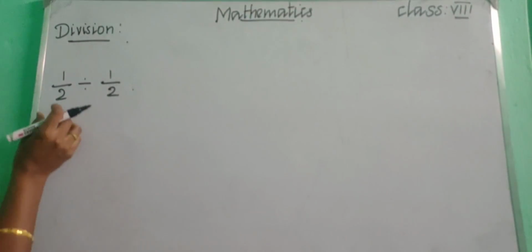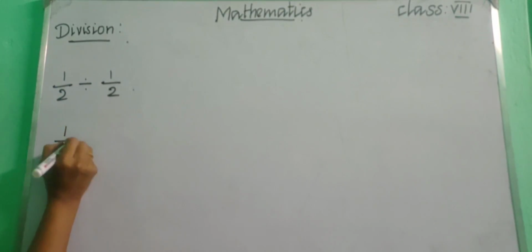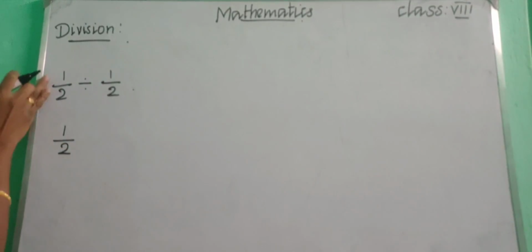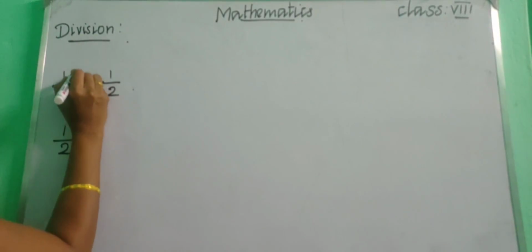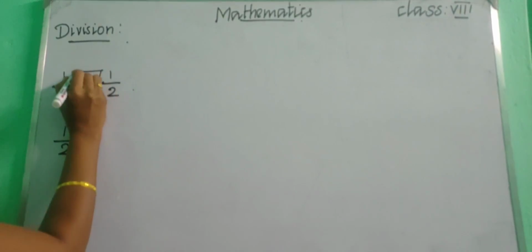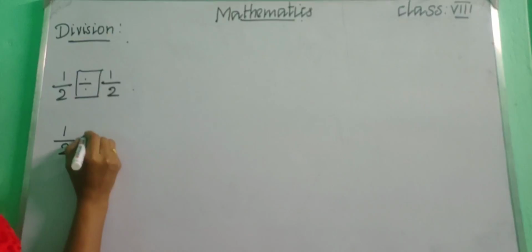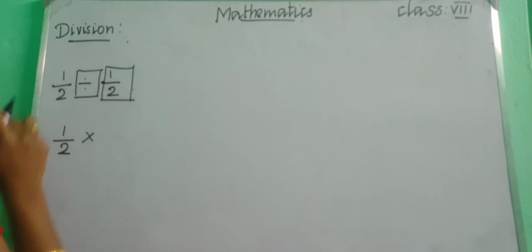So first of all, we need to write the first rational number as the same, as it is in the question. Okay, so I have written the first rational number 1 upon 2. So what is the next step? What we need to do? We need to change the symbol. Okay, here we have the division symbol, right? We need to change this division symbol into multiplication. Okay children, and the next step is to take the reciprocal of this 1 upon 2.